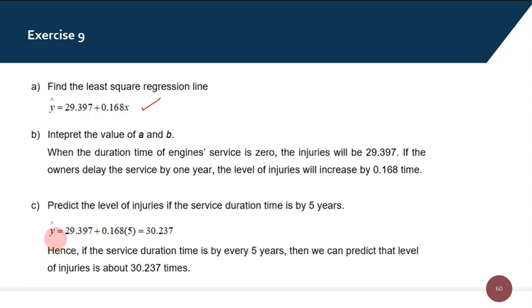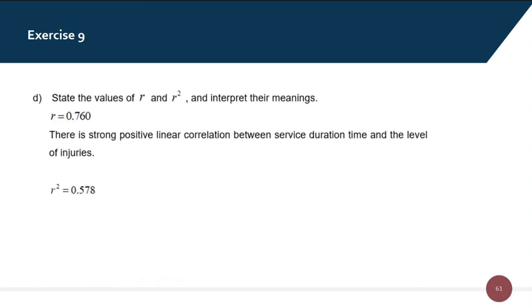So the prediction of y, substitute 5 in the equation, you get the value. So what you can say is, if the service duration time is 5 years, then we can predict that the level of injury is about 30.237 times. Okay, next, find R and R squared and interpret the meaning. So we get the value of R equal to 0.760 from the summary output. And then what we can interpret is there is a strong positive linear correlation.